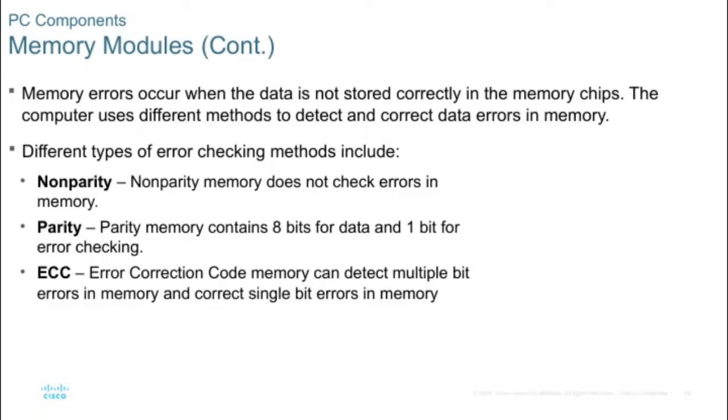When it comes to memory errors, the computer has a few ways to catch and fix them. First, there's non-parity memory. This type doesn't check for errors at all. Then we have parity memory, which adds 1 extra bit to every 8 bits of data, just to spot errors. Finally, ECC, or error correction code memory, goes a step further. It can find multiple errors and even fix single-bit mistakes. These methods help keep our data reliable inside the memory chips.